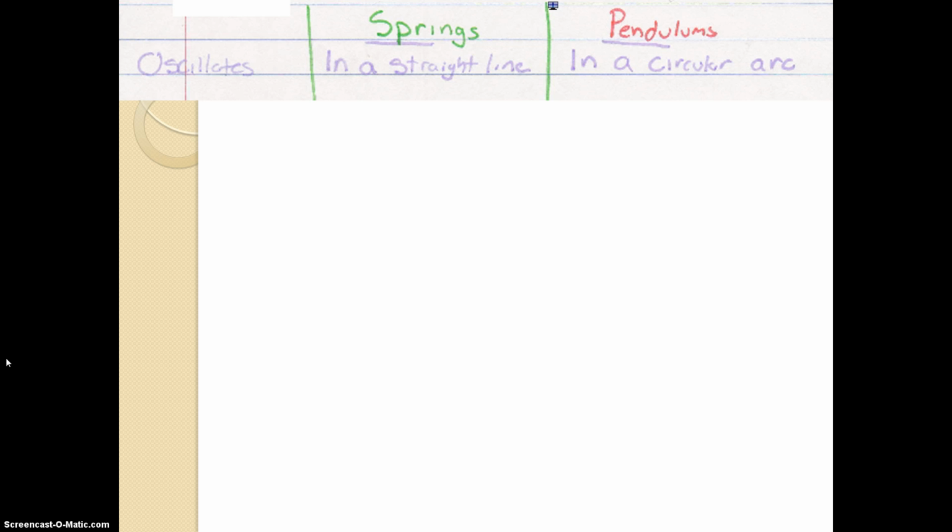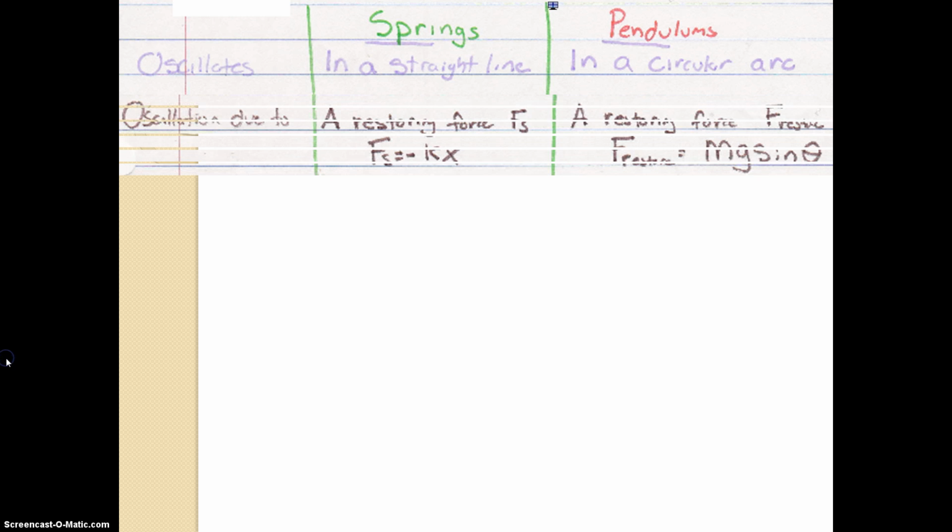So to help understand and to teach you, I'm going to go back to something we kind of know, and that's springs. We're about to make a big table. On the left, you're going to see what we're talking about. In the middle column, we're going to talk about what it means for springs, and the right, a pendulum. So, oscillates. Springs go back and forth in a straight line. Pendulums oscillate back and forth in a circular arc.